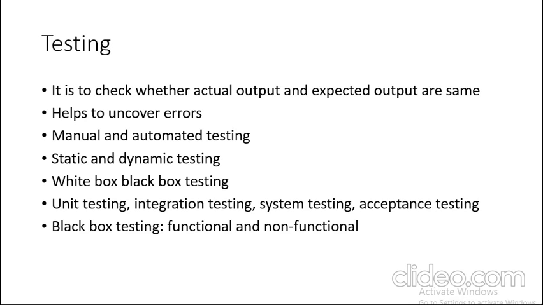In automated testing, we develop some scripts to identify or to provide input data, and after the test case execution, the metrics or requirement traceability metrics or output results, and analysis of the results are done by software. And the methods are static and dynamic testing, white box, black box testing, unit testing, integration testing, system testing, acceptance testing. And black box testing has two types: functional and non-functional.